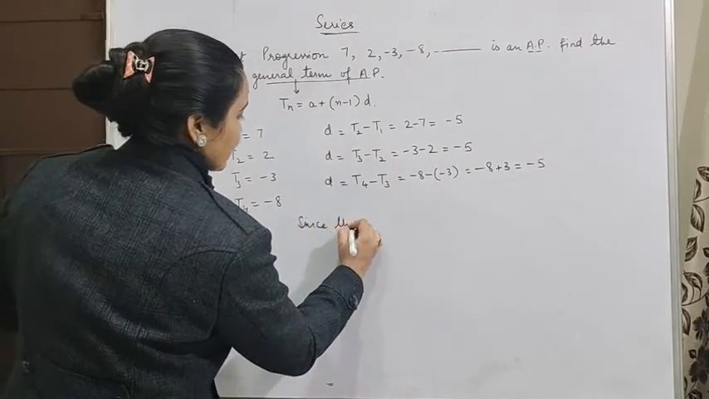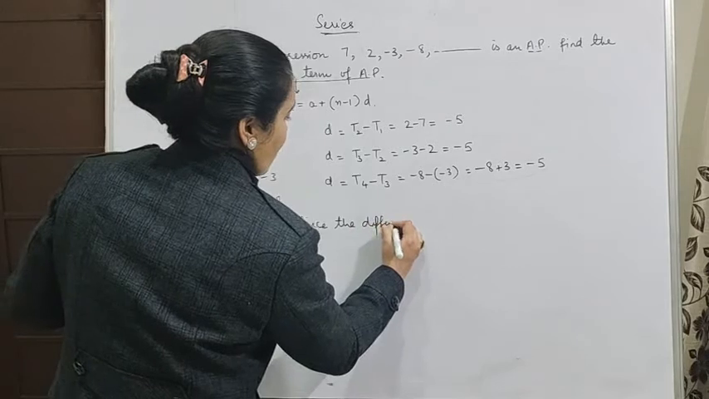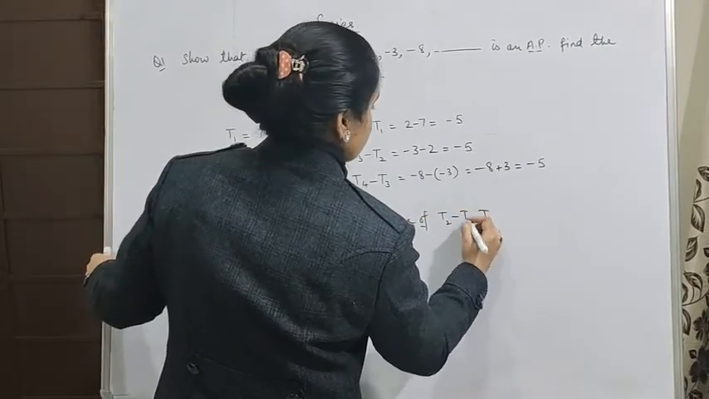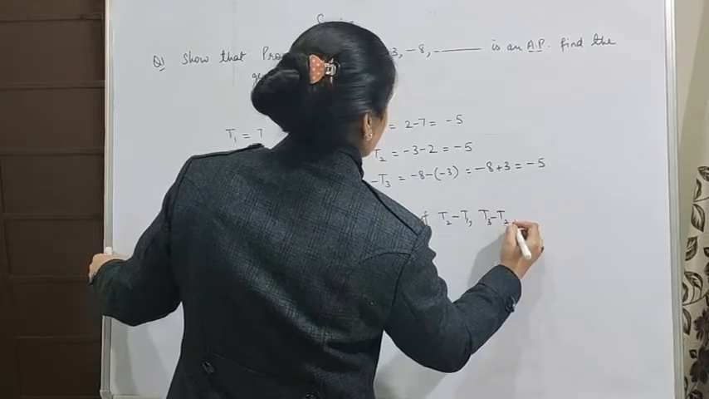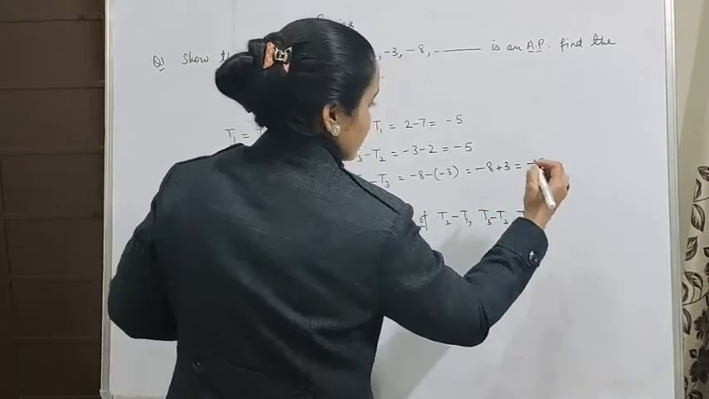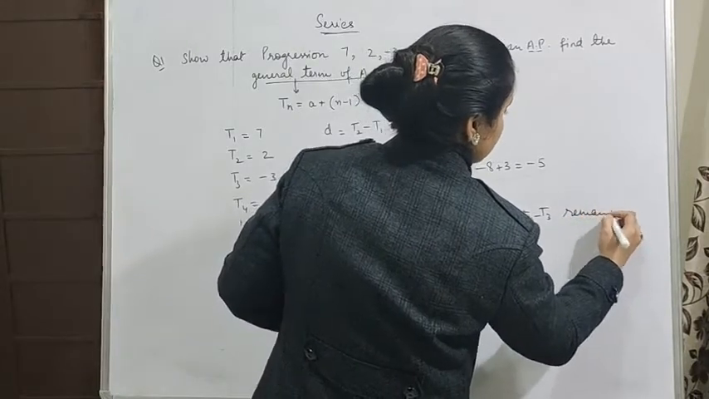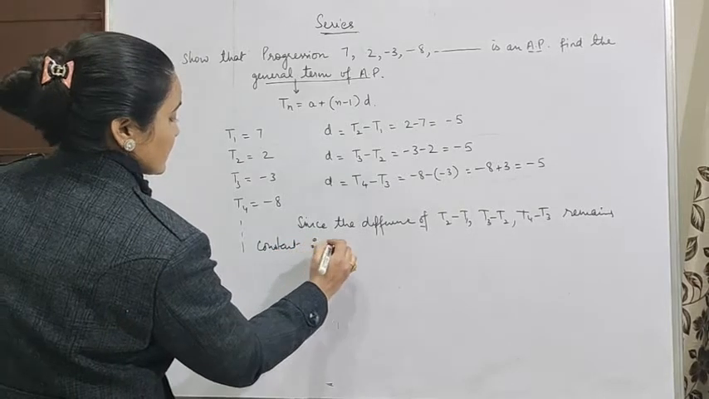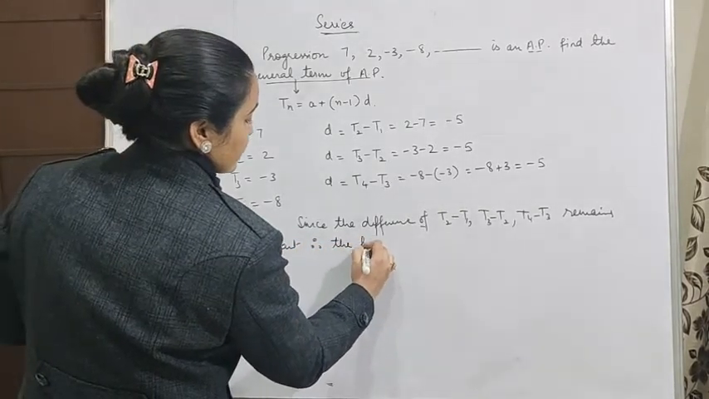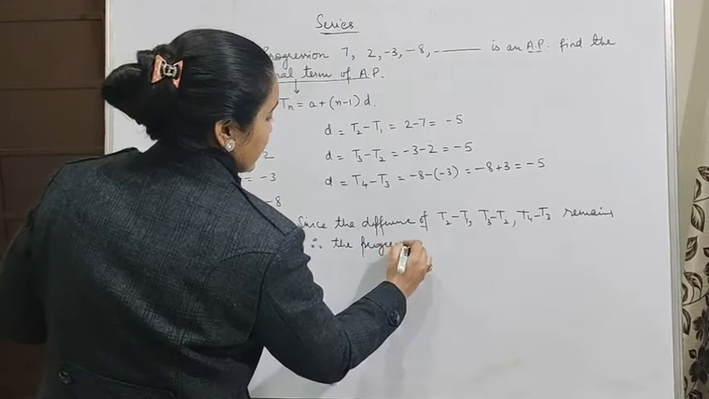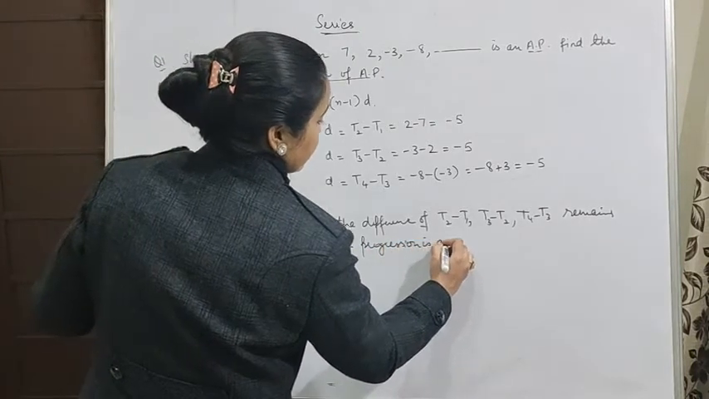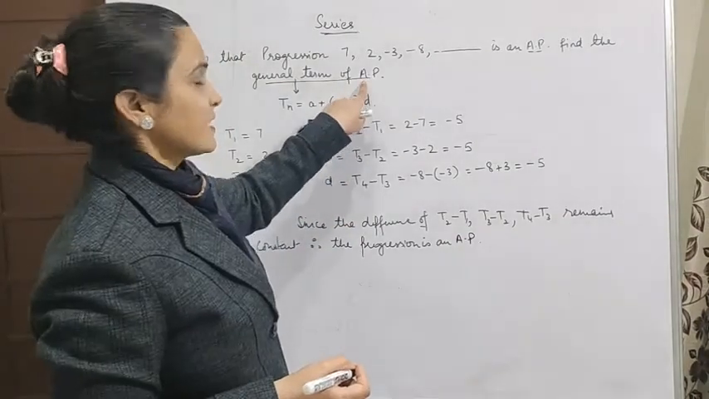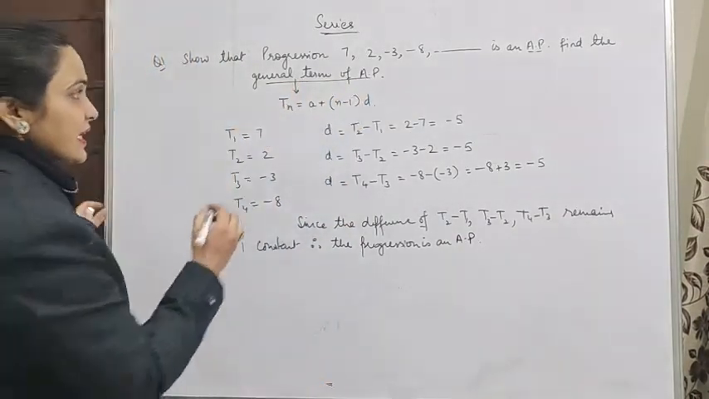Since the difference of T2 minus T1, T3 minus T2, T4 minus T3 remains constant. Therefore, the progression is an AP, arithmetic progression. Let us now find the general term, that is nth term.